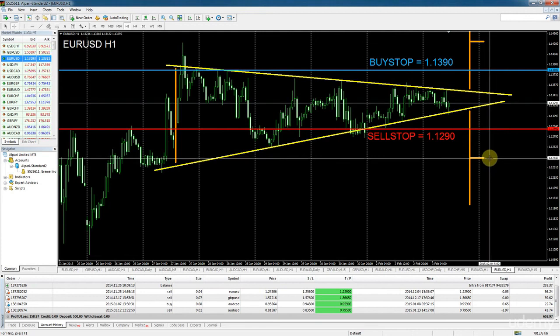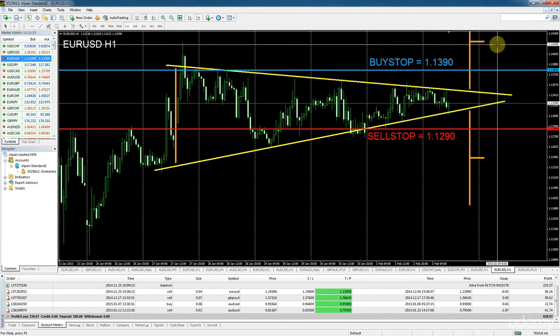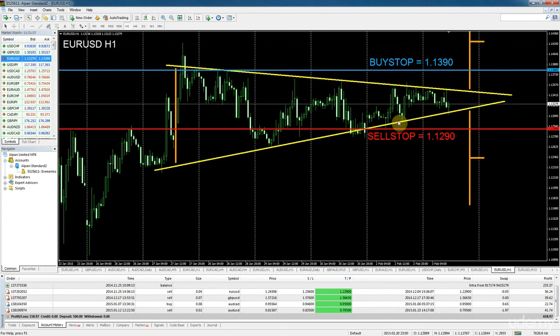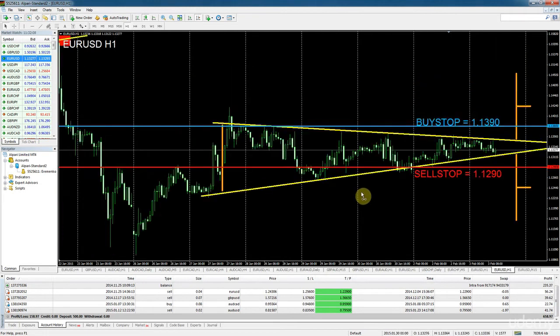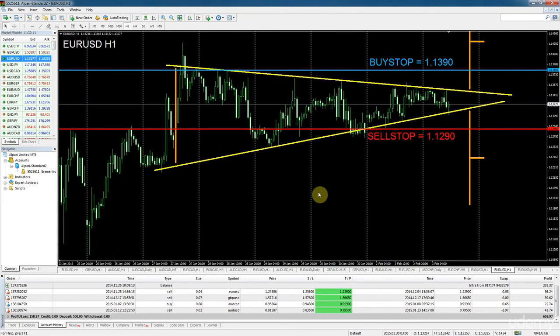So we'll set our take profit a bit higher than this orange line, and for the buy stop we'll set the take profit a bit lower than the orange line. The stop losses: for the sell stop we'll set the stop loss at the level of the buy stop order, and for the buy stop we'll set the stop loss at the level of the sell stop order. So that's all taken into consideration. The last thing we have to take into account is our risks.